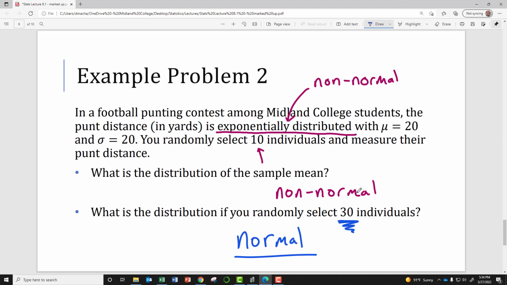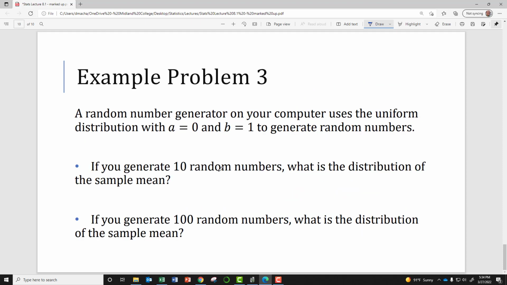Anyways, if we randomly select 30 or more individuals, we'd go ahead and say that the distribution appears normal enough for the distribution of the sample mean. We've got one more example problem. I'll try to work through this quickly. This is just a random number generator on our computer, so we're not being fancy about this. We're just saying a basic random number generator, one that uses the uniform distribution, which is, again, what I want you to notice about this, is that it's non-normal.